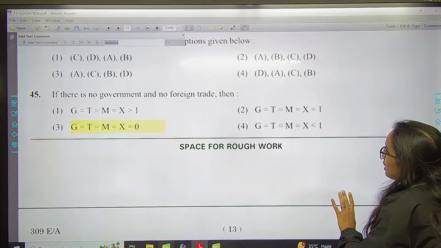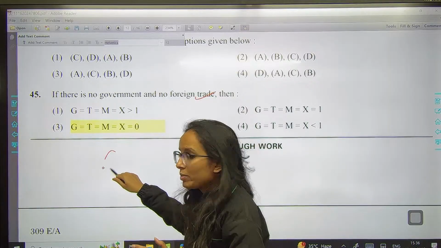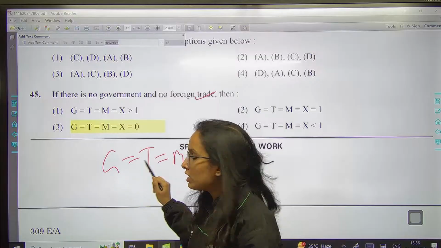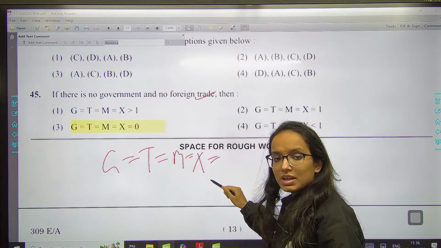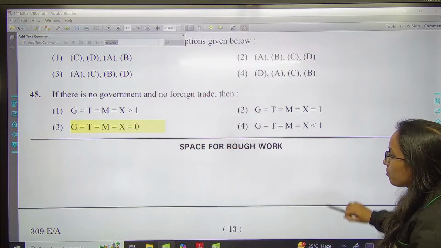Then if there is no government and no foreign trade, तो क्या होगा, government नहीं है, trade नहीं है, import नहीं होगा, import भी नहीं है, export भी नहीं है, trade नहीं है, so it would be 0. Third, so that is coming from your trade.